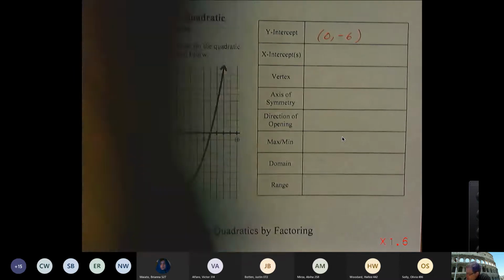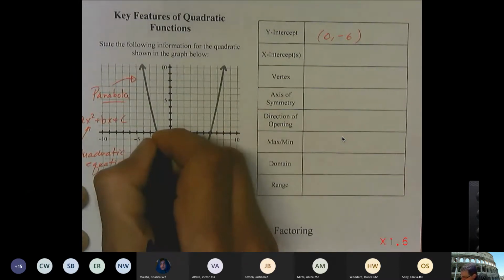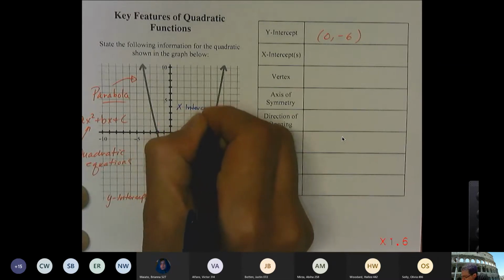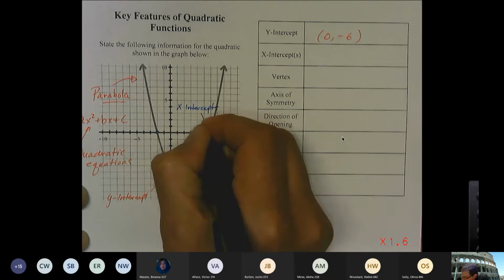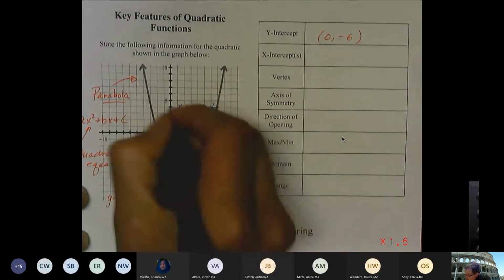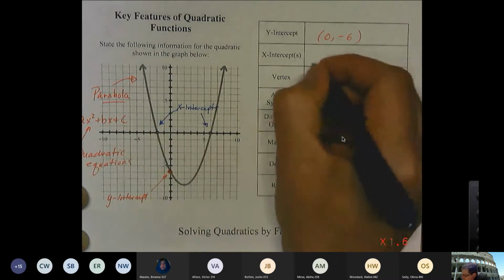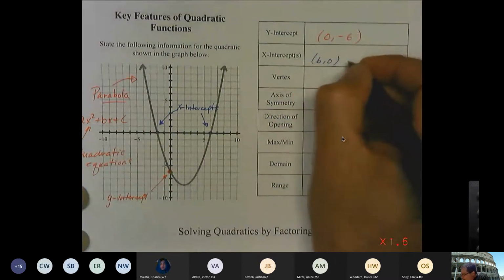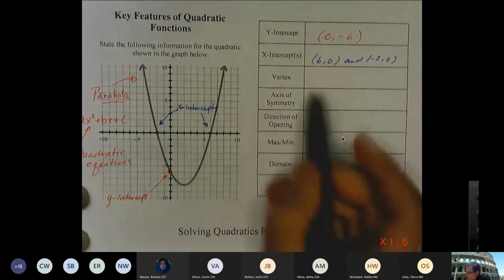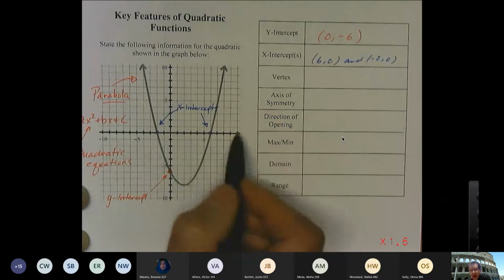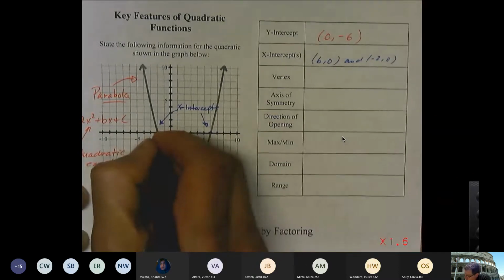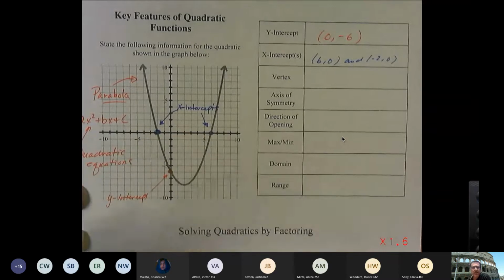Now my x-intercepts. These are my x-intercepts. There's one there, and there's one there for this particular parabola. And they are at (6, 0) and (-2, 0). Notice that the y value is 0. If I'm going to be on the x-axis, that means I can't have any y movement. I can't go up or down off of the x-axis.